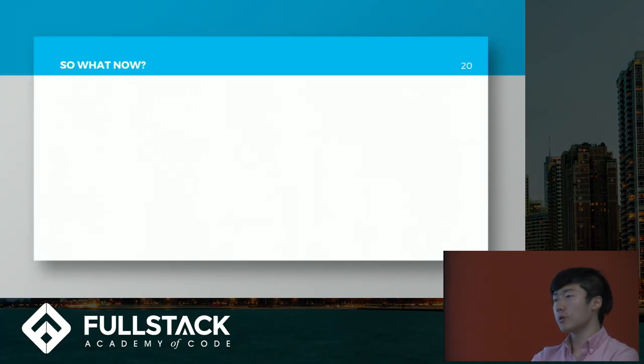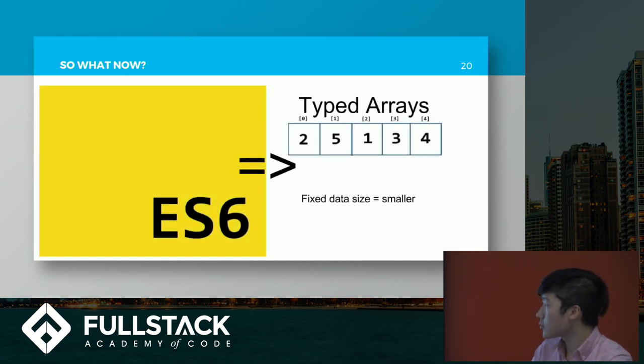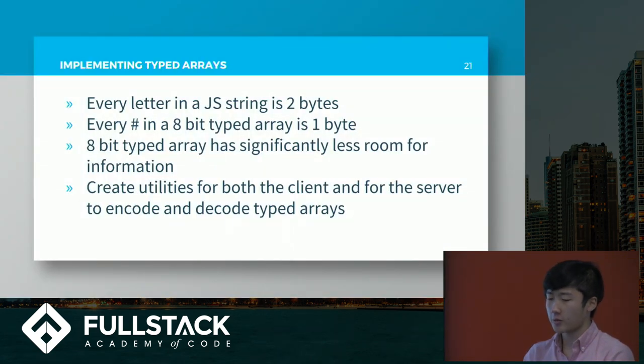One thing that we might have to do is send a binary buffer through WS, which is tough. So luckily, with ES6, we have typed arrays. And typed arrays are exactly what it sounds like. It's just arrays that have data with very strict sizing. So let's talk a little bit about the numbers game. Every letter in a JavaScript string is 2 bytes, and every number in an 8-bit typed array is 1 byte. So objectively speaking, if you're just sending numbers, it's half the size. But we can take that one step further and not send any strings at all.